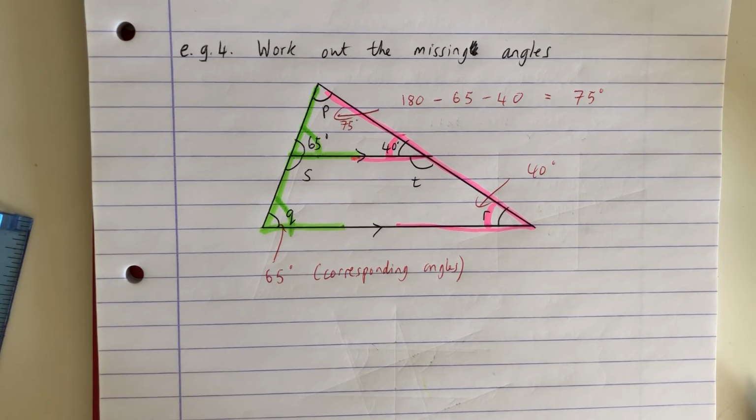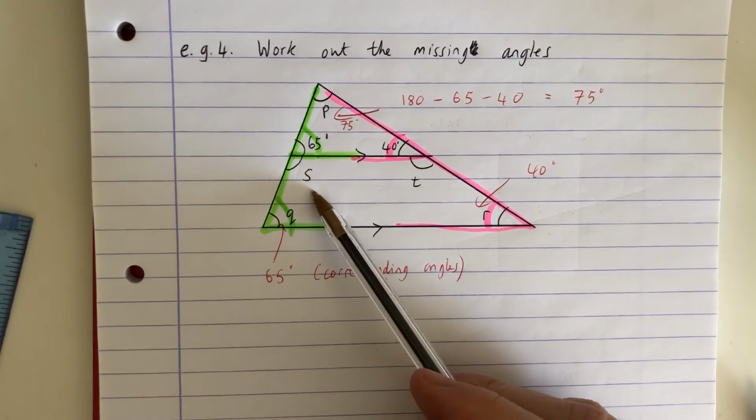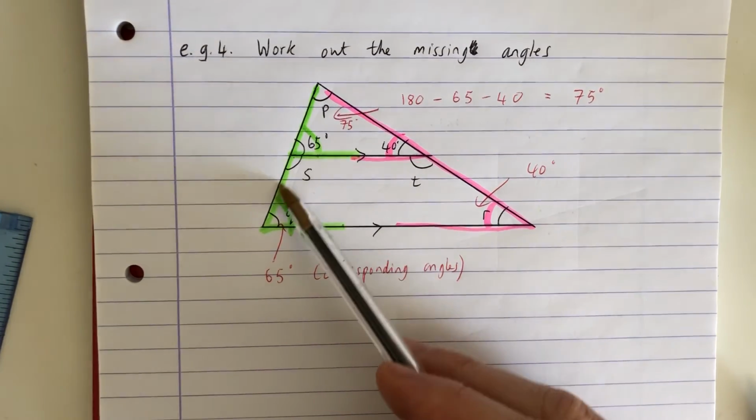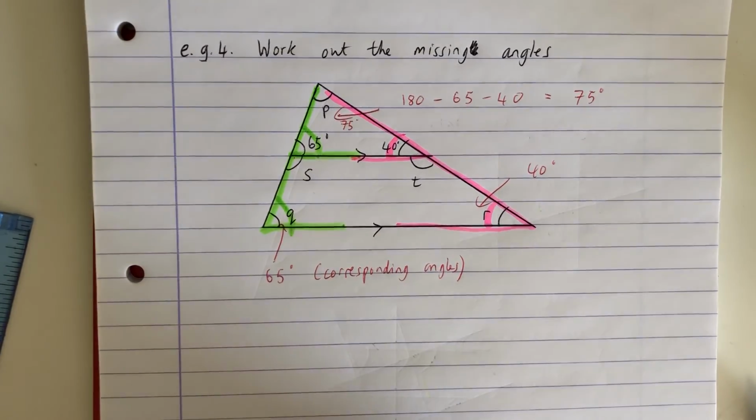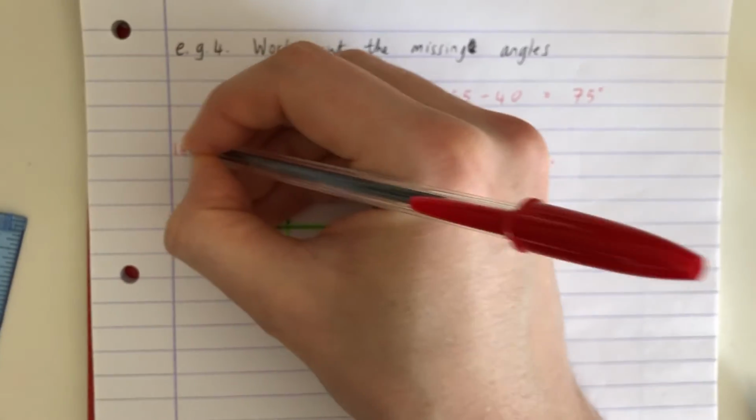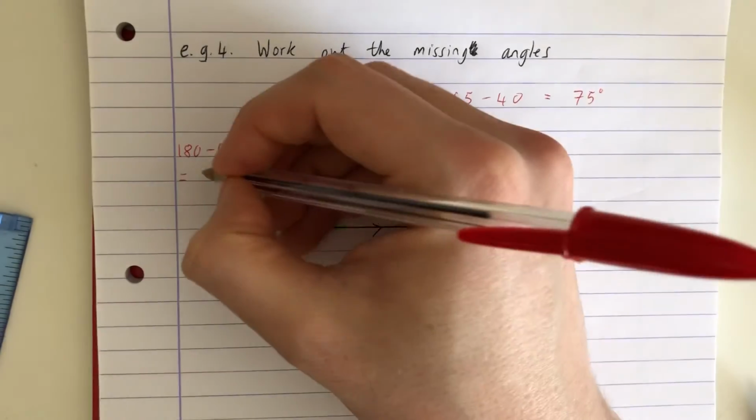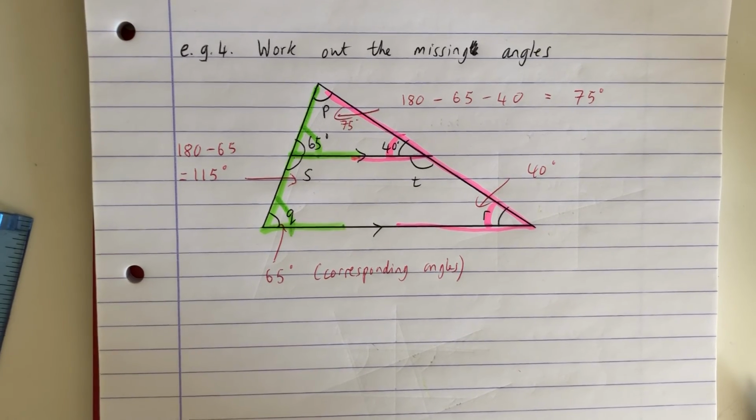Right, next one. S. P, Q, R, S. How do you work out what S is? Okay, you don't have to overcomplicate this. This is a straight line. 65 degrees, something needs to equal 180. So S is 180 subtract 65, which gives you 115 degrees. Angles on a straight line add up to 180.